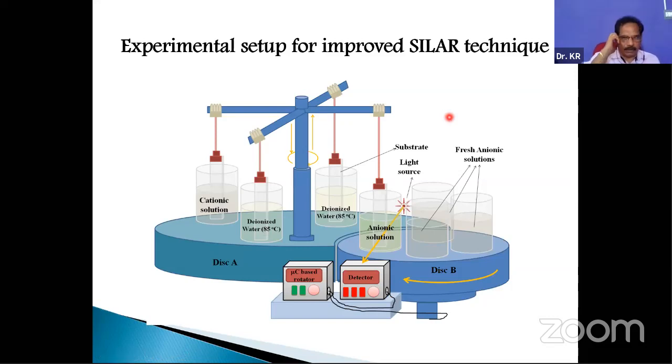We modified this SILAR technique. This is called modified or improved SILAR technique, designed and developed in our laboratory by our research team. We modified the technique using four arms and four substrates. Using this technique, we can deposit four thin films at a time simultaneously. It is a microcontroller-based system. All the four substrates are simultaneously dipped into the beakers. This is deionized water, this is cationic solution, this is deionized water, this is anionic solution. Therefore, we can get four substrates coated with the thin films at the same time.